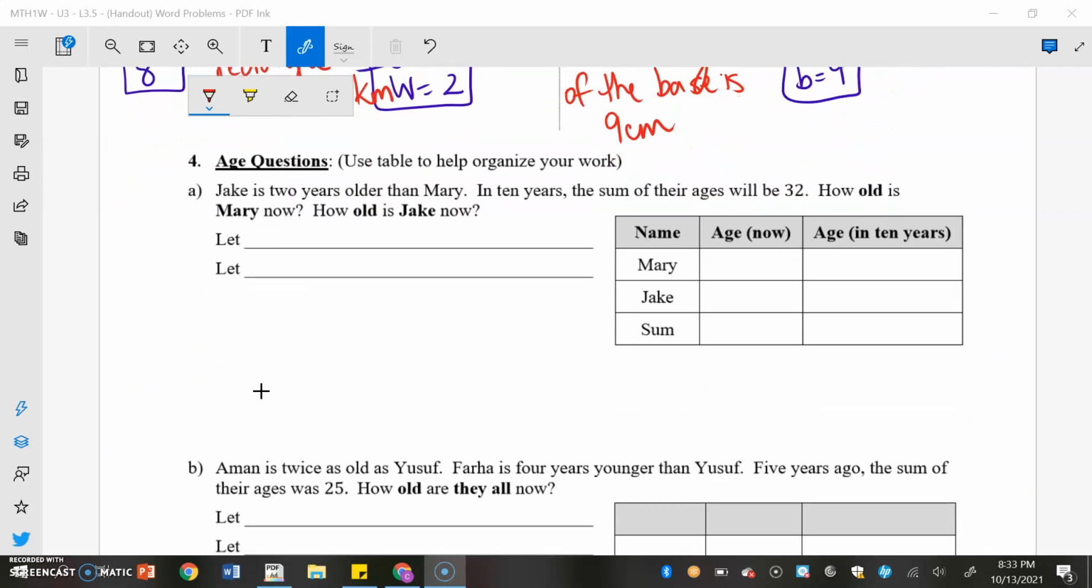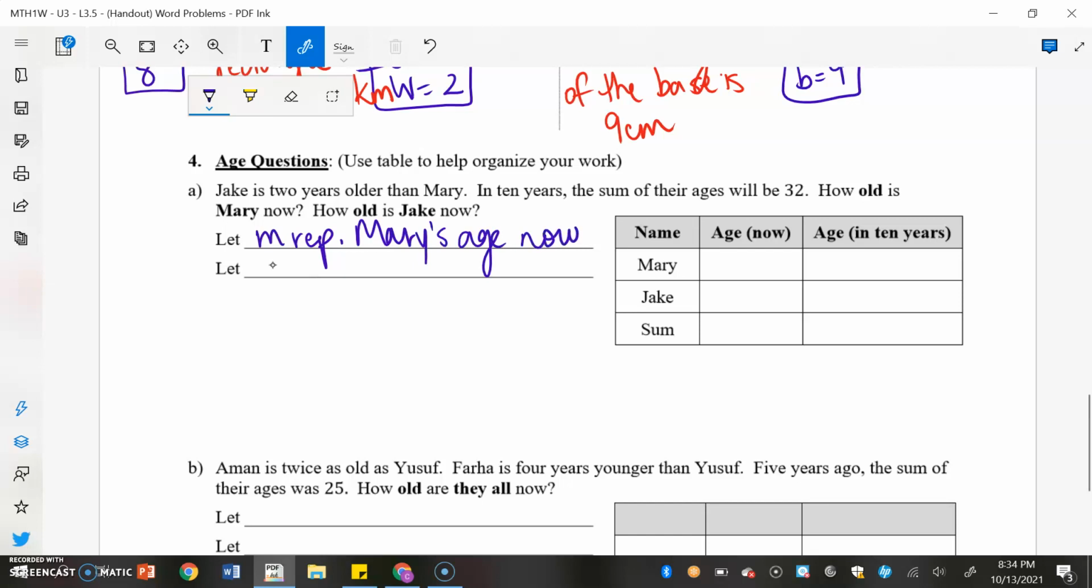The last type of question are the age questions, and we usually like to form a table to help us to organize our work. Part A says Jake is 2 years older than Mary. In 10 years, the sum of their ages will be 32. How old is Mary now? How old is Jake now? We can say, let M represent Mary's age now. And I can put that into the chart. It's her age now. It says that Jake is 2 years older than Mary. So we can say M plus 2 would represent Jake's age now.